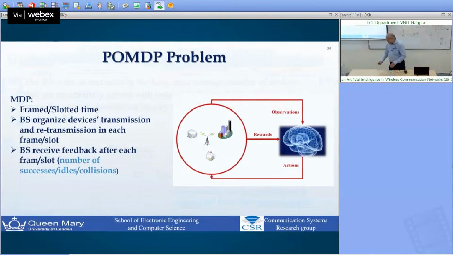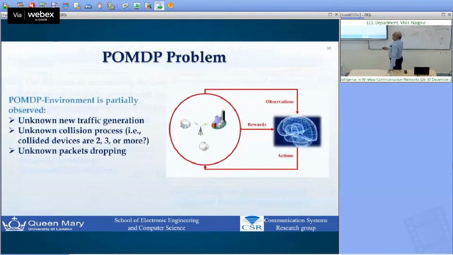So here, why is it a partially observed Markov decision process? Because the base station does not know the new traffic generation. The new traffic generation happens suddenly at the next time interval, when the number of devices suddenly increases from 100 to 300, or 100 to 500. The base station does not know, because at the beginning it suddenly changed. So this is partially observed.